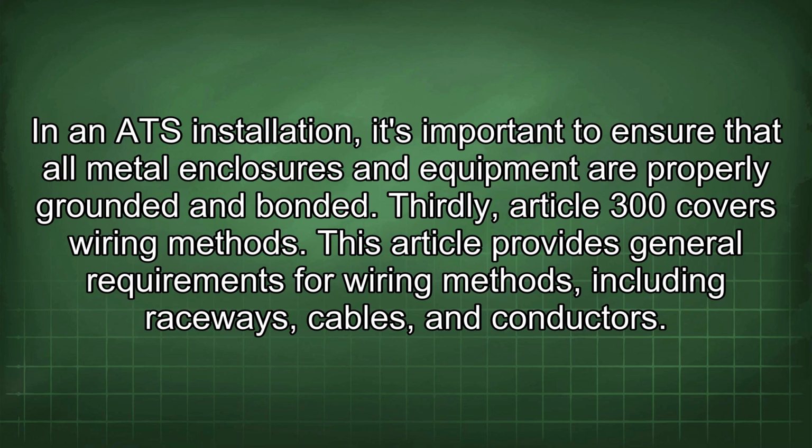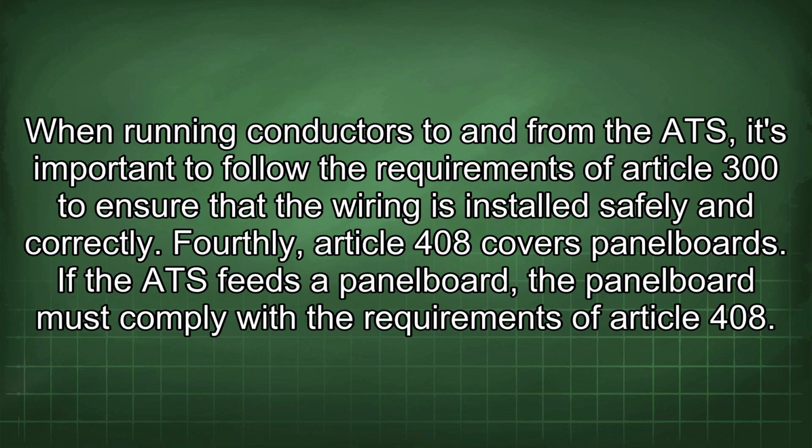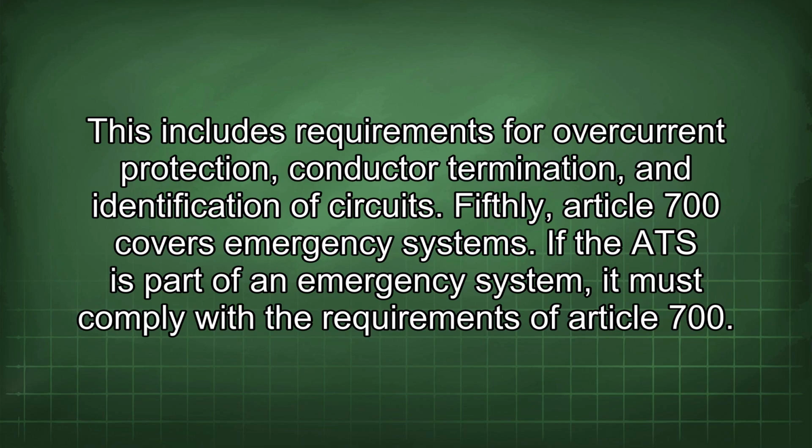Thirdly, Article 300 covers wiring methods. This article provides general requirements for wiring methods, including raceways, cables, and conductors. When running conductors to and from the ATS, it's important to follow the requirements of Article 300 to ensure that the wiring is installed safely and correctly. Fourthly, Article 408 covers panel boards. If the ATS feeds a panel board, the panel board must comply with the requirements of Article 408. This includes requirements for overcurrent protection, conductor termination, and identification of circuits.